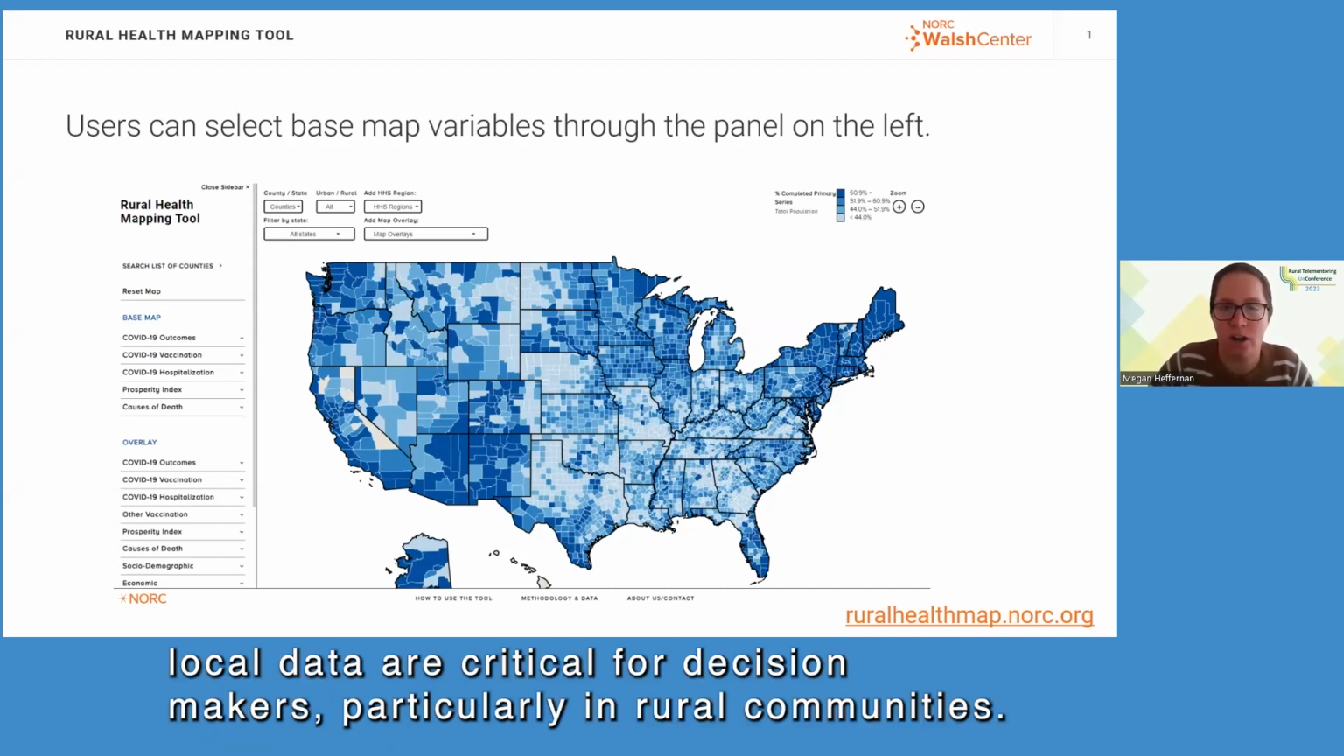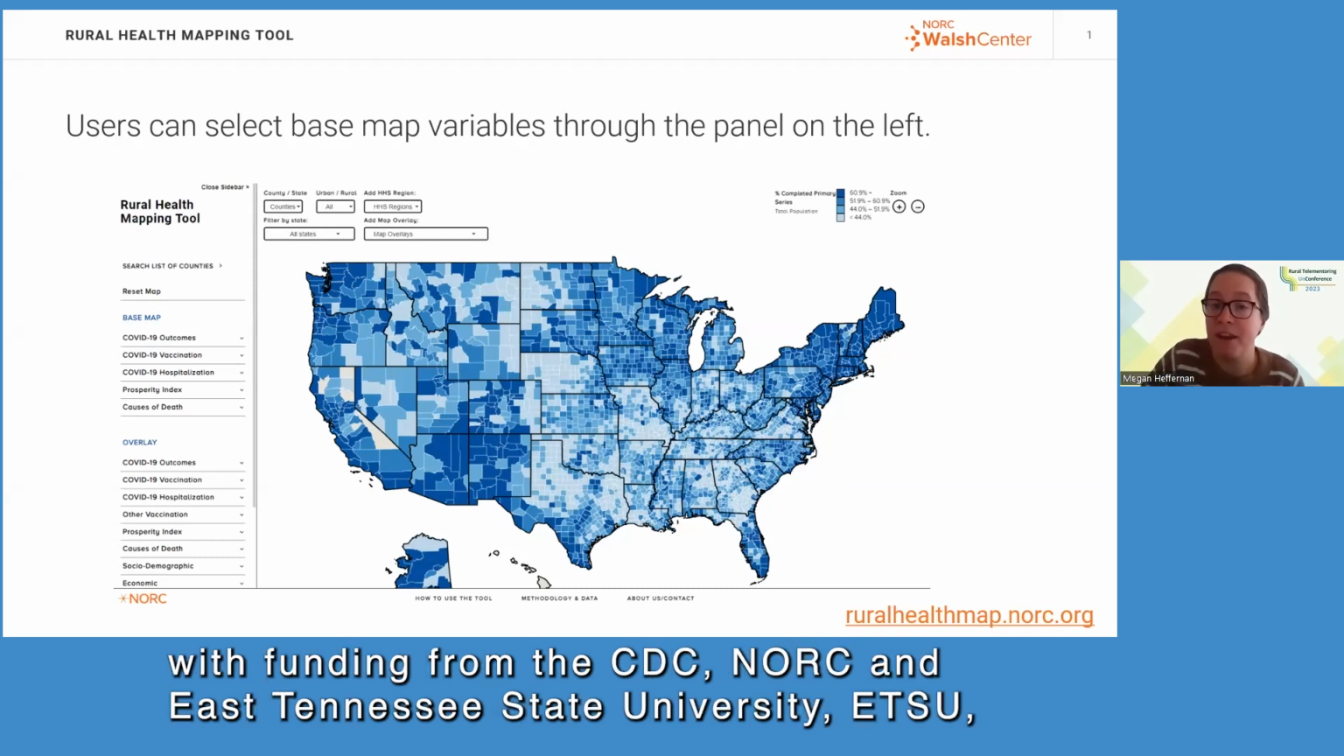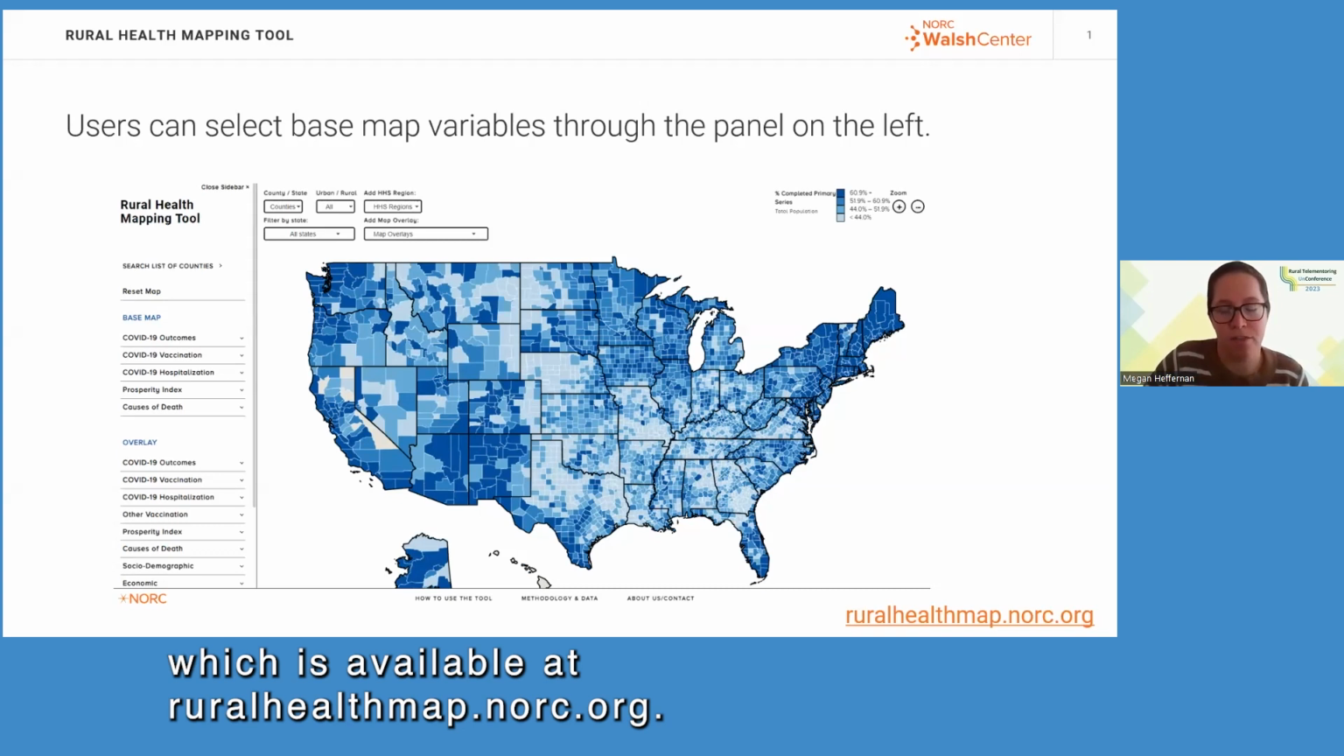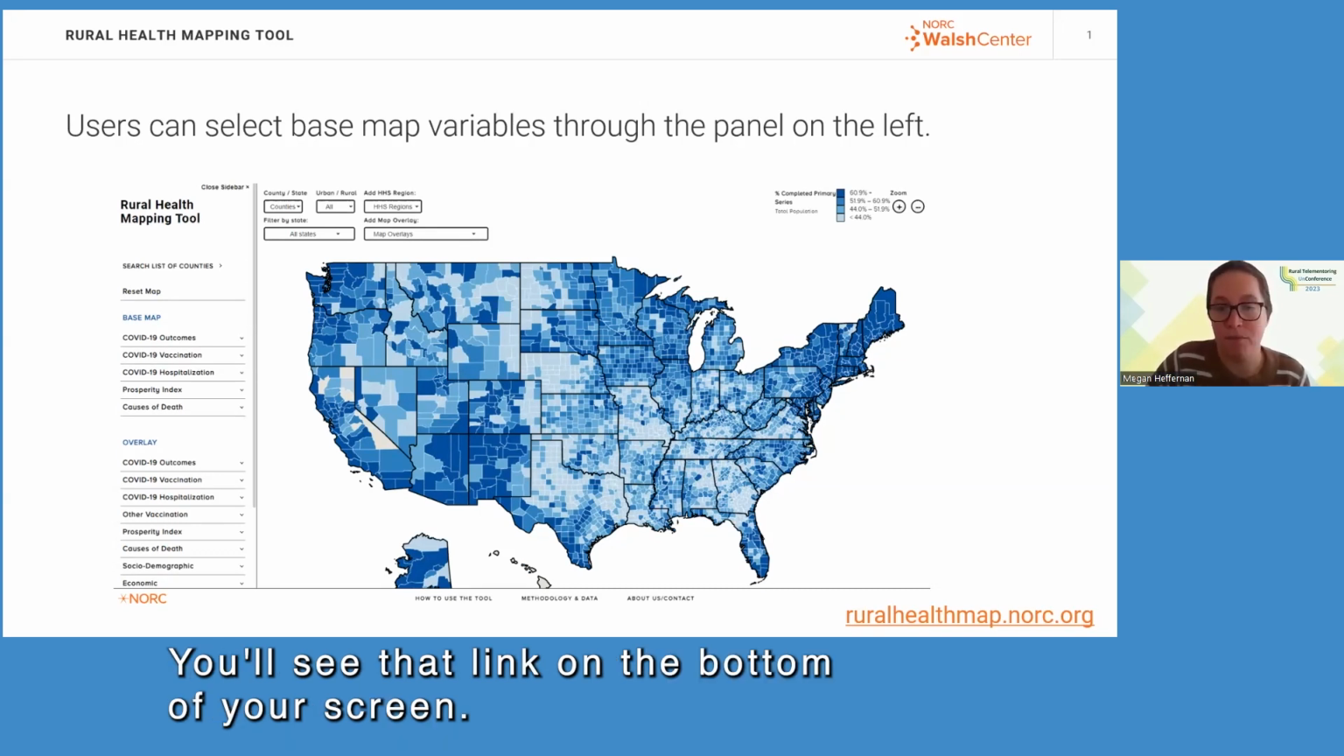So just to start, local data are critical for decision makers, particularly in rural communities. With funding from the CDC, NORC and East Tennessee State University, ETSU, developed the Rural Health Mapping tool, which is available at ruralhealthmap.norc.org. You'll see that link on the bottom of your screen.